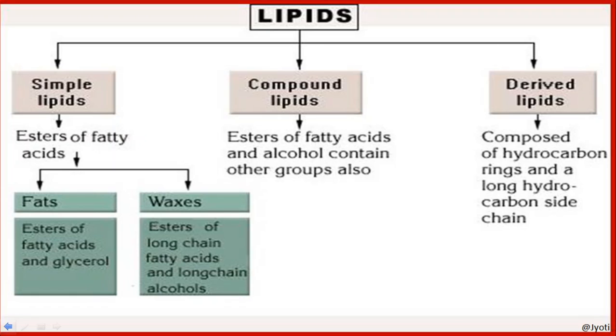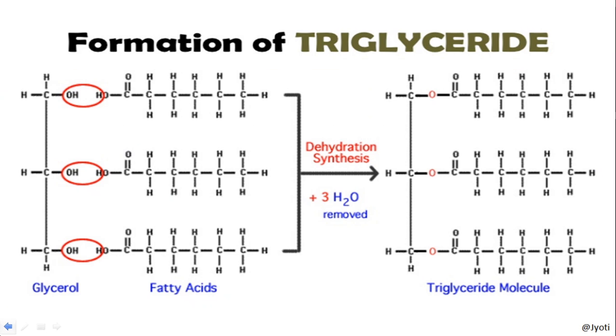The esters of fatty acid and glycerol are the fats. The esters of long chain fatty acid and long chain alcohol are the waxes. Then compound lipids are the esters of fatty acids and alcohol that contain other groups also. The derived lipids are composed of hydrocarbon rings and a long hydrocarbon side chain. Now let us discuss each type of lipid one by one. Before that, I would like to tell you the linkage present in lipid.